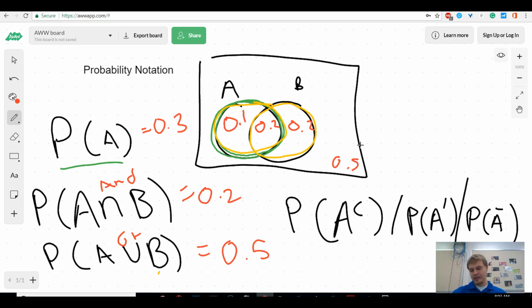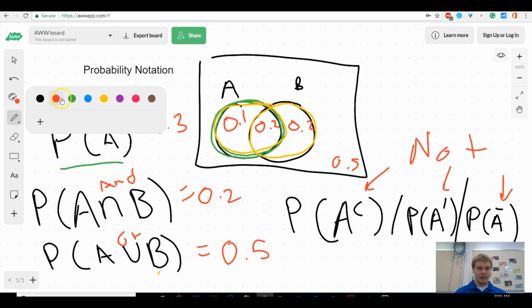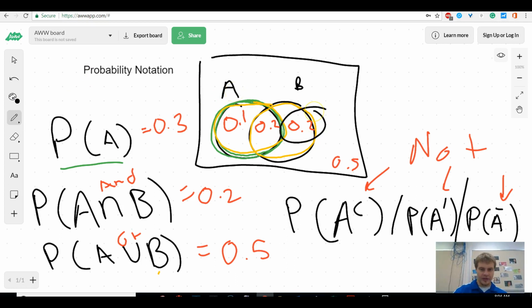Now we get over to these, and you can see that I did some slashes for these because these all mean the same thing. It means not A. So this little symbol means not, and this symbol means not. All these things mean not. So this is not A. When I look at this for not A, it would include everything that is not an A. So that would be this little bit, and this little bit, which is not an A. So it's 0.7.